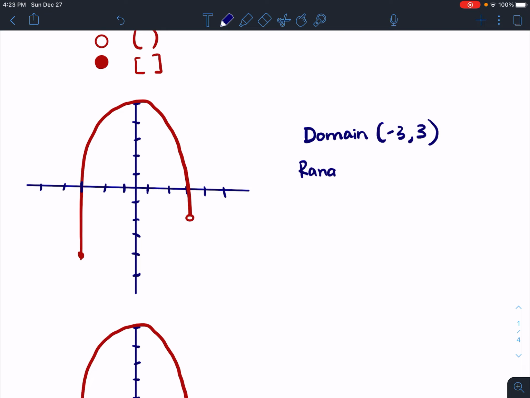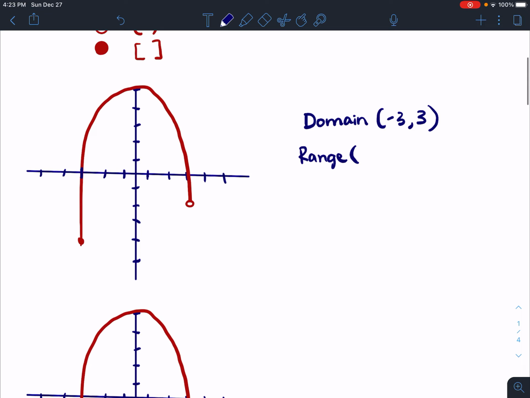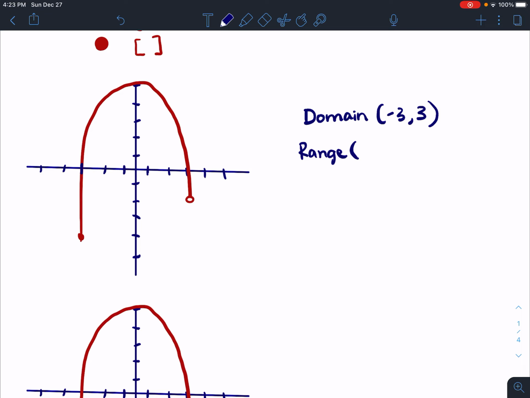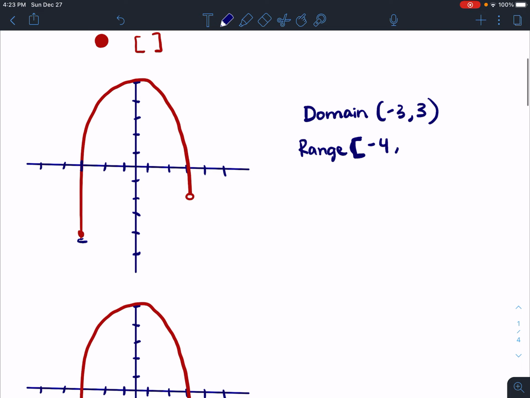Now for the range, you would read it from bottom to top. So the lowest point is -4. And also, because this is a closed circle, you would write a bracket instead of a parenthesis. So it would be -4, and the top point is 5. So [-4, 5] is your range.